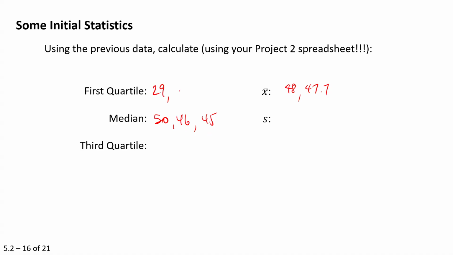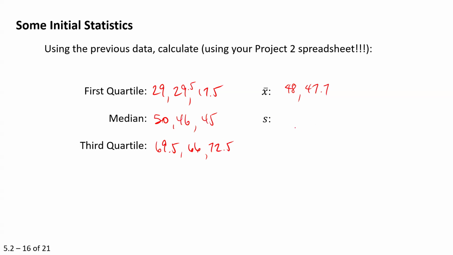First quartile? Let's hear those. 29. Okay. Me too, 29. 29.5. And 17.5. Okay. How about the third quartile? 69.5. 66. 60. Interesting. 72.5. Okay. All three of them kind of low.